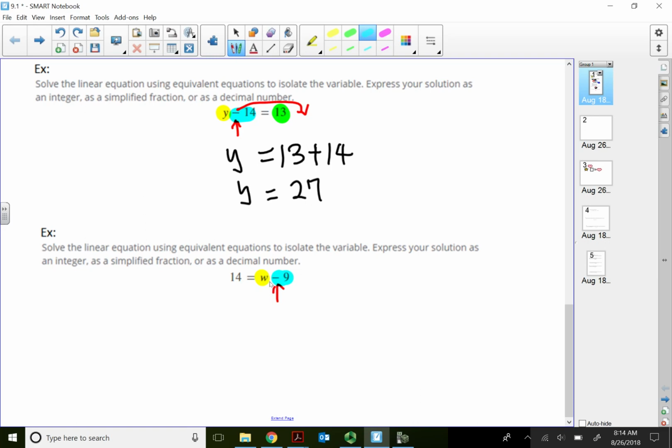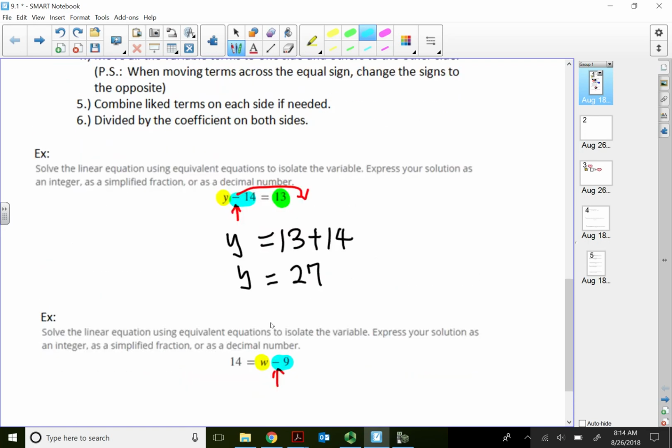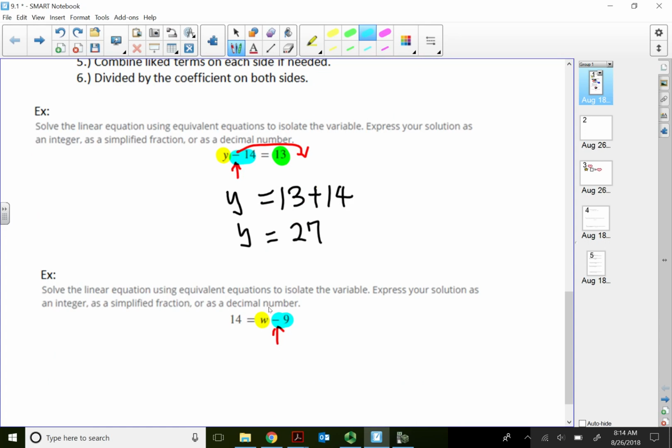There's no like terms to combine on each side. W and negative 9 are not like terms. So step number 4, let's move them. Since I only got W, this is my only variable term, and it's positive on the right side, I'm going to let it stay there on the right side.